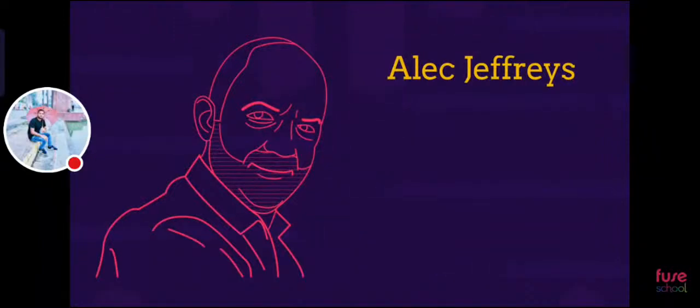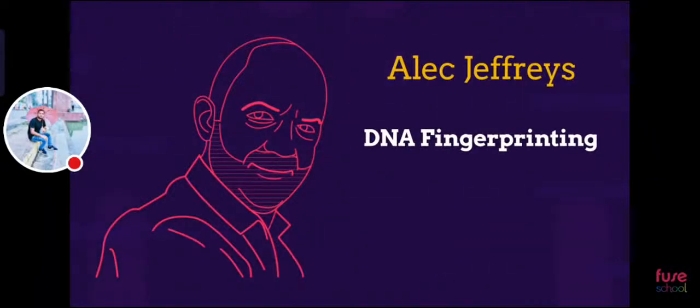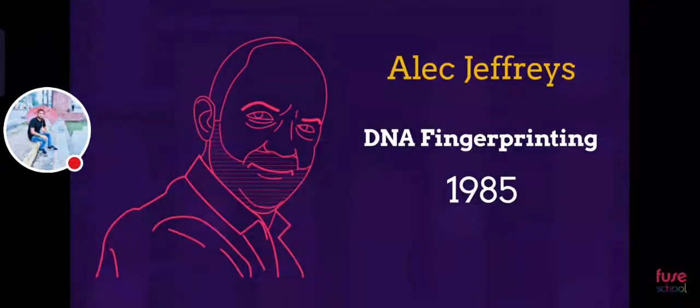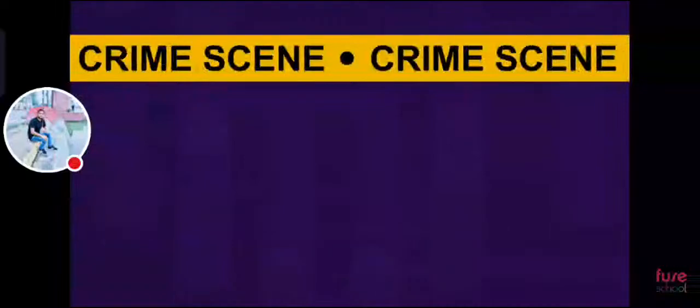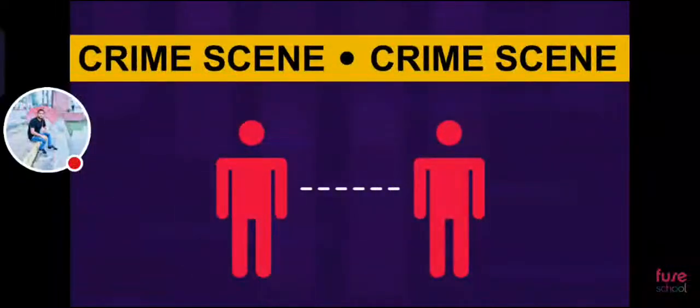Alec Jeffreys developed a technique called DNA fingerprinting in 1985. It allows DNA samples of different people to be compared to look for similarities and differences. It's used for solving crimes and can also confirm if people are related to each other, like in paternity testing.